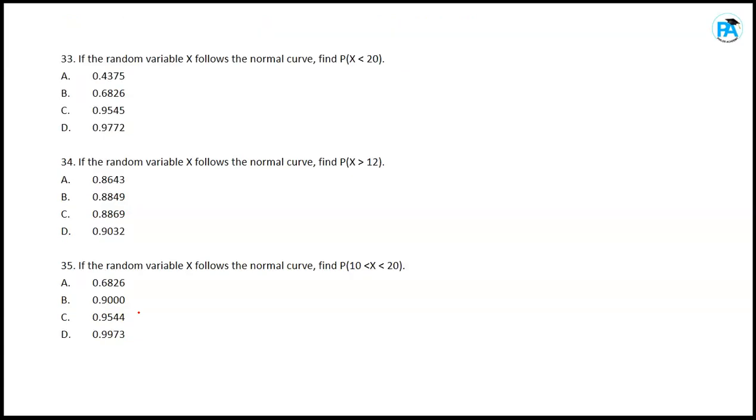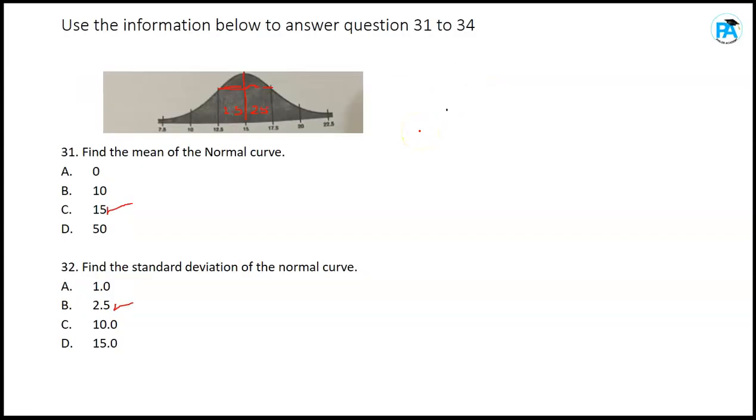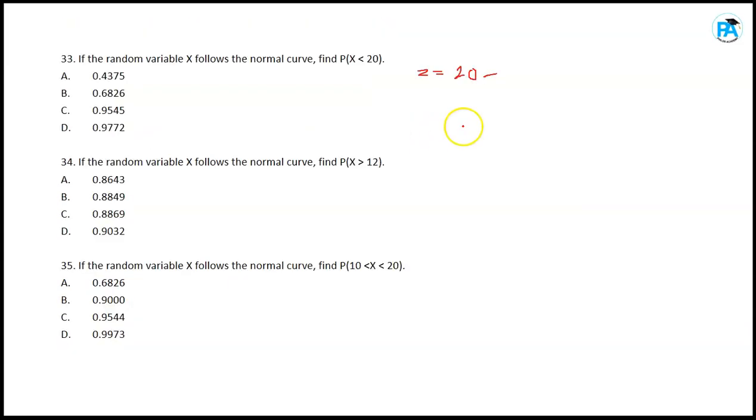Let's proceed. Question 33 says, if the random variable x follows a normal curve, find P(x less than 20), meaning we should find the probability that x is less than 20. To find that, you first find z. And you know z is equal to x minus mean divided by standard deviation. So what is our x here? You consider your x to be 20. The mean we found was 15, and the standard deviation was 2.5, so we substitute it.